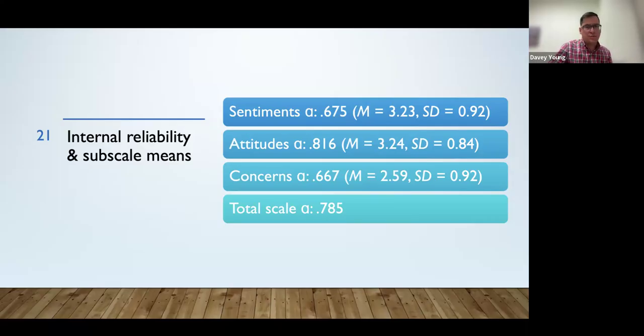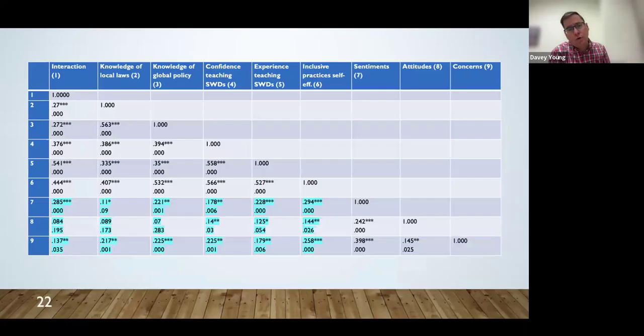Next, I conducted a correlation analysis between some other different variables, ordinal variables. And so you can see, I've just highlighted the important points here. We can see here that there are statistically significant correlations between these three subscales of sentiments, attitudes, and concerns, and these different background factors being interaction, previous interactions with people with disabilities, knowledge of local legislation, knowledge of global policy, experience teaching students with disabilities, confidence teaching students with disabilities, and inclusive practices self-efficacy.